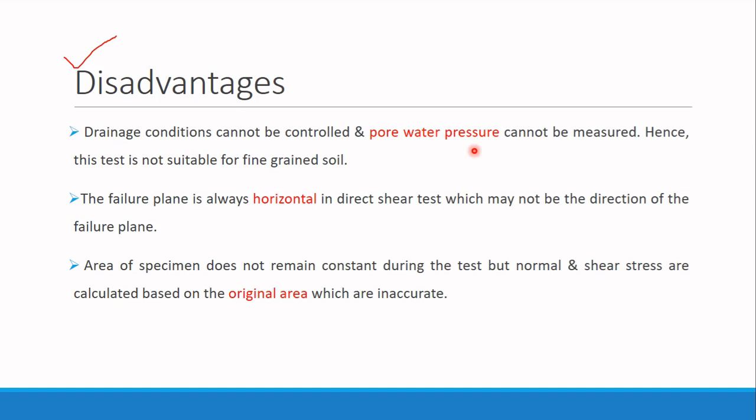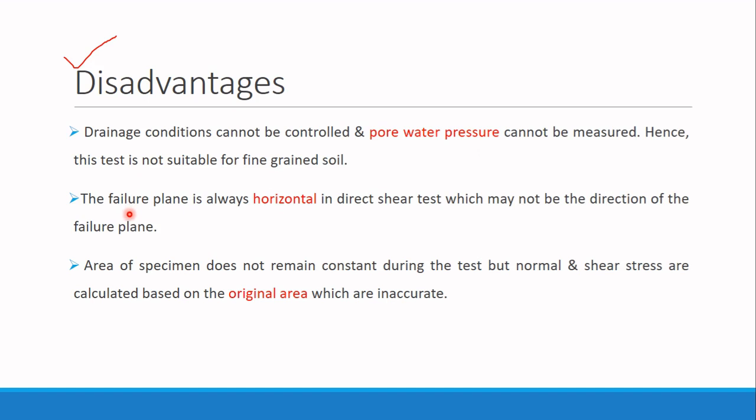For example, fine grained soil takes a lot of time for the water to drain out because it has a very low permeability. So this test, since it's a very quick test, is not suitable for soil like fine grained soil. It is only applicable for coarse grained soil such as sand or gravel.